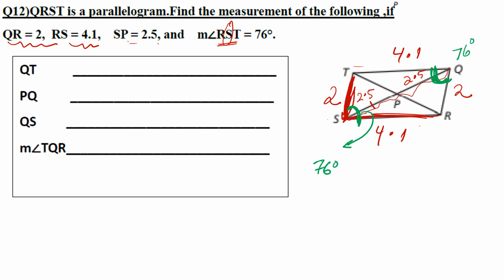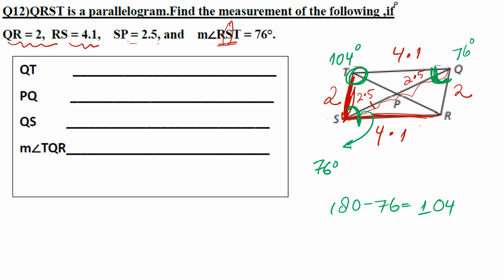Now, if I don't want to see the question, I just want to know what about this angle? Okay, means QTS. So we already know that the sum of this angle, meaning angle T and angle S, should be equal to 180 degree. So if I want to find out, I will do 180 minus 76 degree, it will give me 104 degree, right? So this is going to be 104 degree.